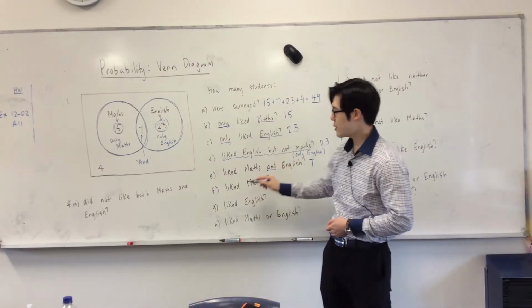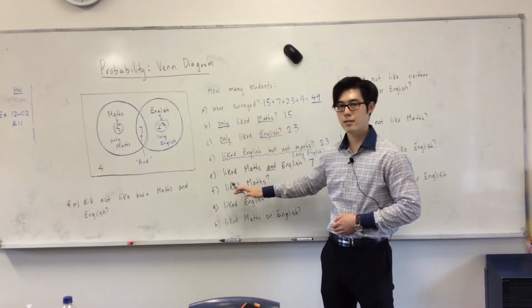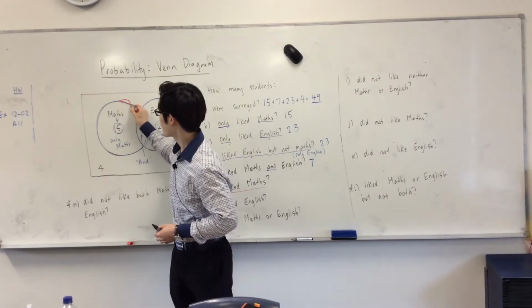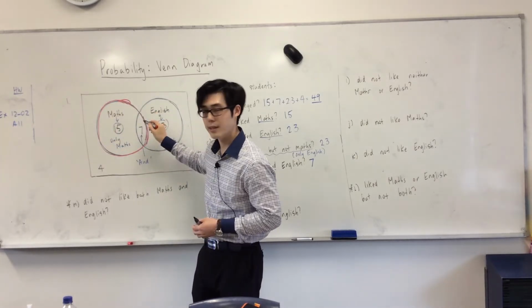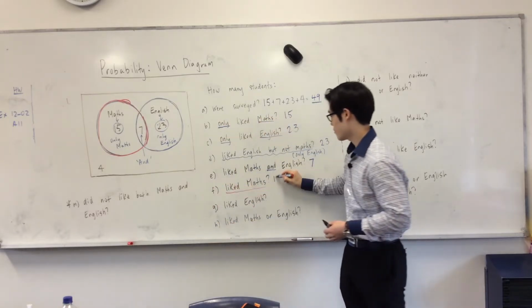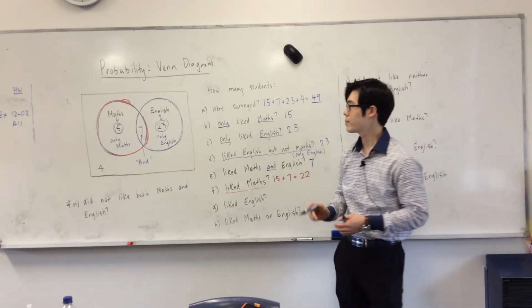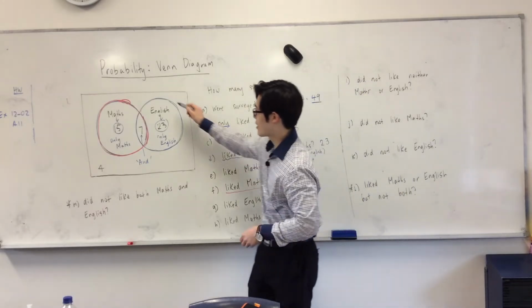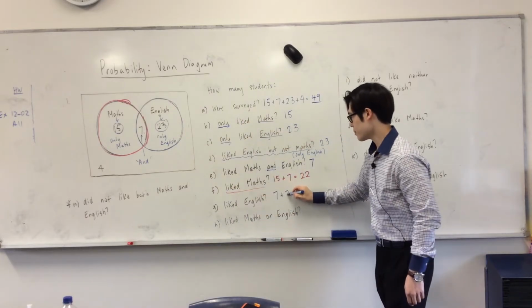Now, for the next question, how many students liked maths? Not only liked maths, liked maths. The difference here is, if it says liked maths, it's all the numbers in the maths circle, including the 7. So that is 15 plus 7, and that is 22 students that liked maths. Similarly, the number of students who liked English, that's all the numbers under the English circle. So that would be 7 plus 23. That's 30. Next question.